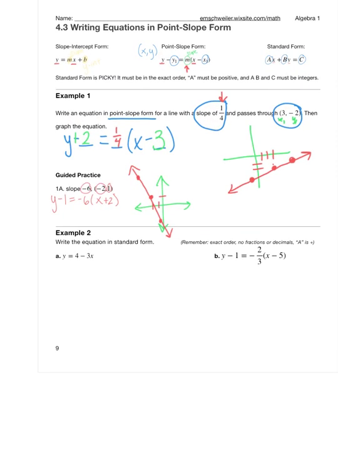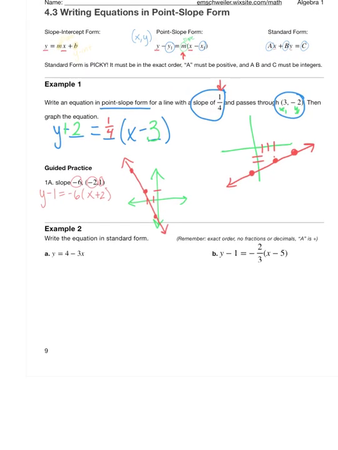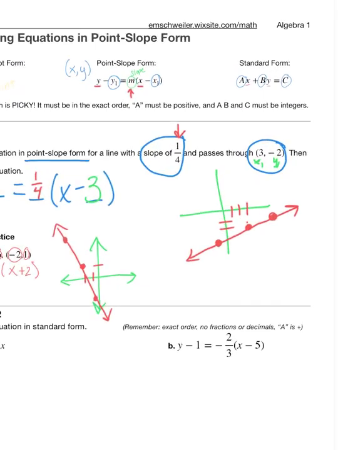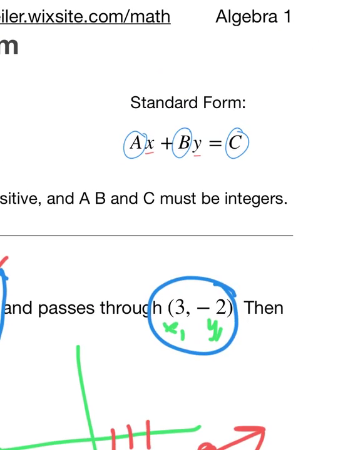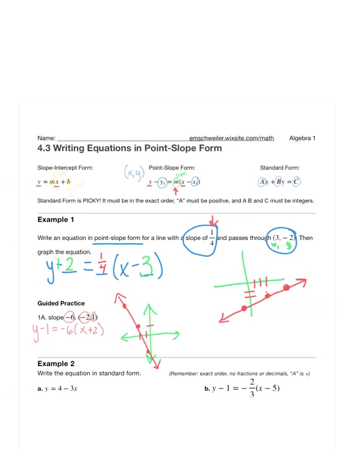Okay, so for example 2, it says to write the equation in standard form. So that's the one that we talked about up here, the ax plus by equals c. The x and y stay those variables, and the a, b, c are going to be numbers. So I made a note here. Standard form is picky. It must be in that exact order. Of course, all the equations and formulas must be written in the order given. But a must be a positive number.